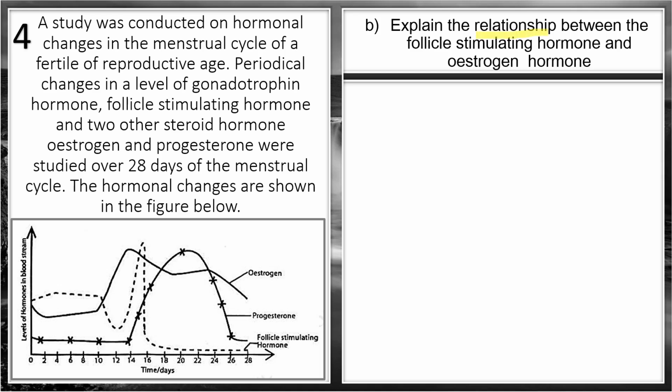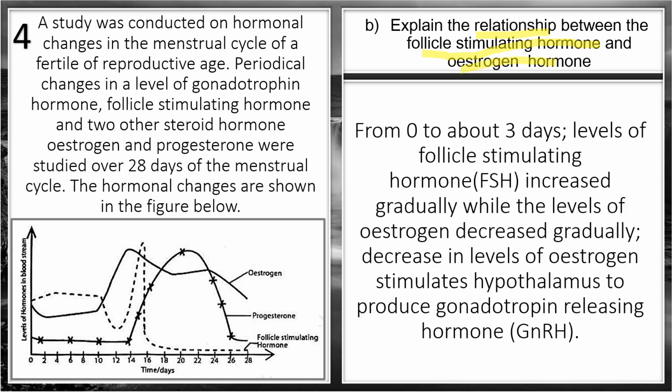Explain the relationship between the follicle-stimulating hormone and estrogen hormone. From 0 to the 3rd day, the level of follicle-stimulating hormone increased. While the level of estrogen decreased gradually. From here, estrogen, its level decreased gradually.